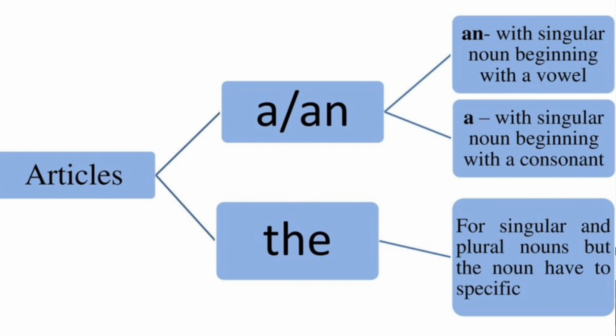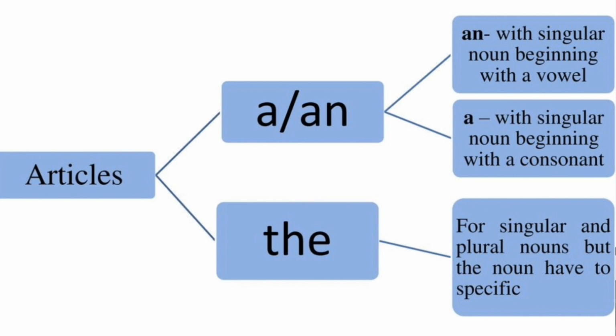The article the is used to indicate a specific or particular noun. It means the is used to refer to a specific or particular noun that is already known to the listener or reader. The article the is used when referring to something that has already been mentioned or known. And it is used when referring to something unique or universal. Let us learn these articles with some examples.